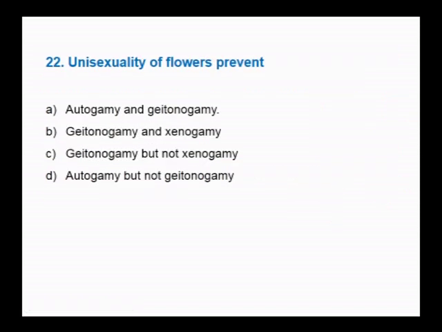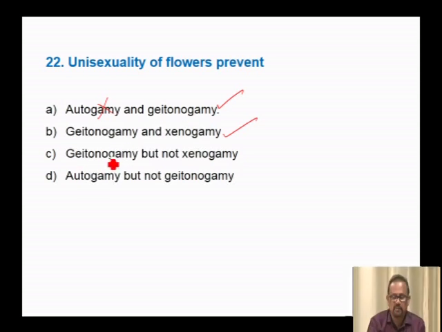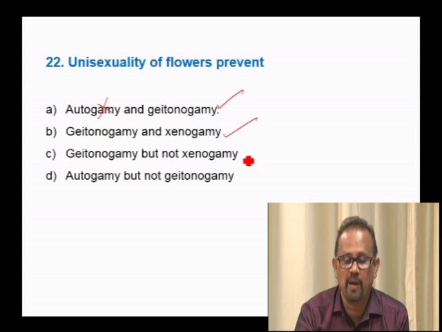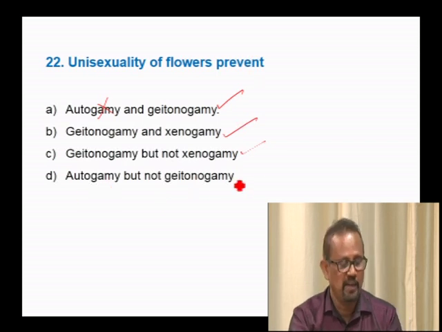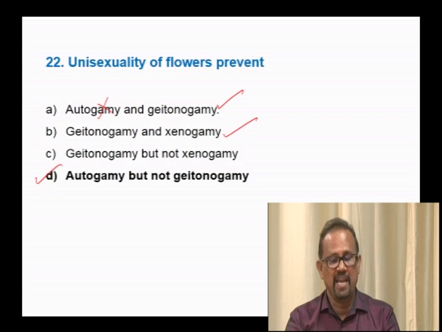Next question. Unisexuality of flowers prevents. When the flowers are unisexual, autogamy is not possible, but if it is monoecious, geitonogamy is possible. Geitonogamy is possible and xenogamy is also possible. They cannot be prevented. In unisexuality, autogamy is not possible, but geitonogamy is possible. So it can prevent autogamy, but not geitonogamy. Therefore, the answer is D.